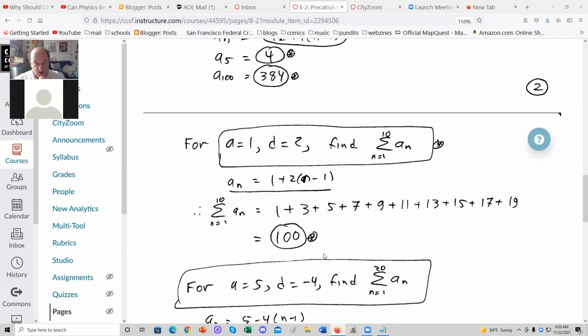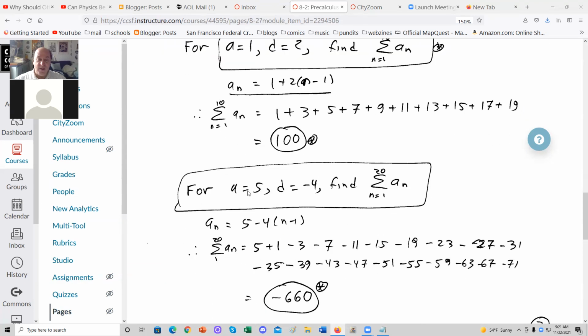Here we have a sequence where a1 is 1, d is 2. So these are odd numbers: 1, 3, 5, 7, 9, 11, 13, 15, 17, 19. Find the sum of the first 10 odd numbers, the sum as n goes from 1 up to 10 of an. All right, so initial term is 1, the common difference is 2, an is 1 plus twice n minus 1. So if you add them up, 1 plus 3 plus 5 plus 7 plus 9, 11, 13, 15, 17, 19, it comes out to 100. In fact, in general, the sum of the first n odd terms is n squared. That's actually something we'll be proving later on.